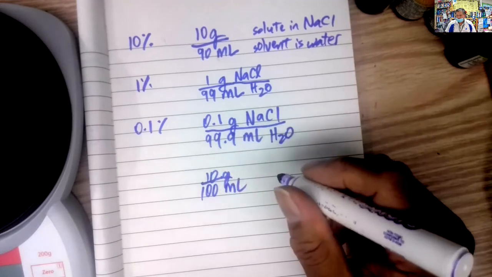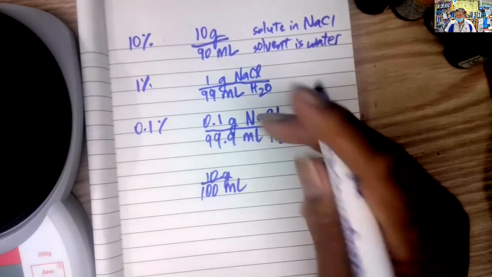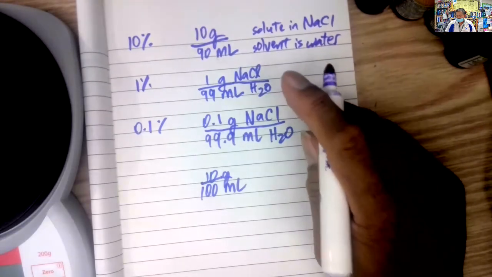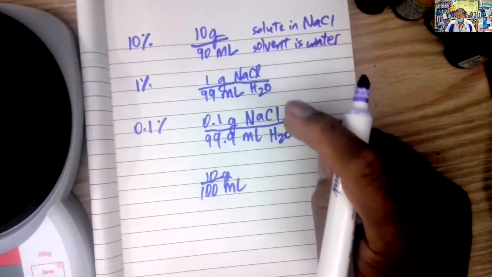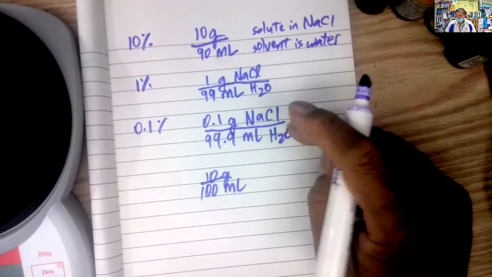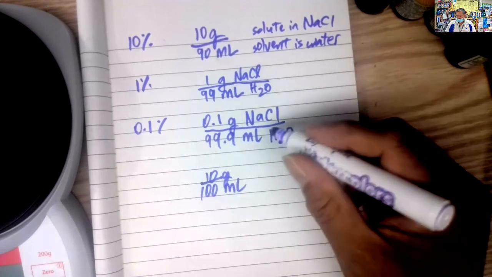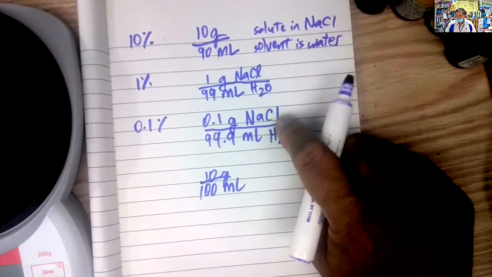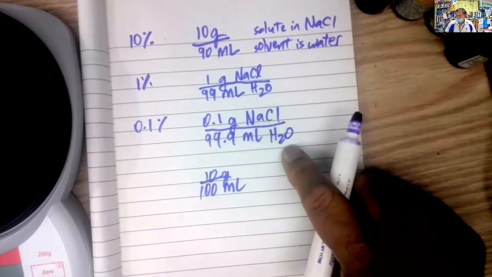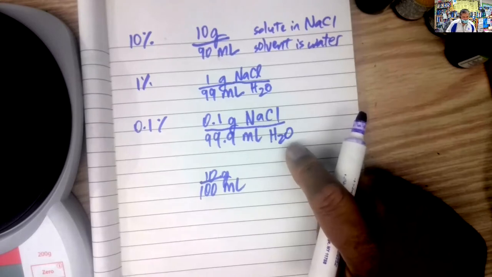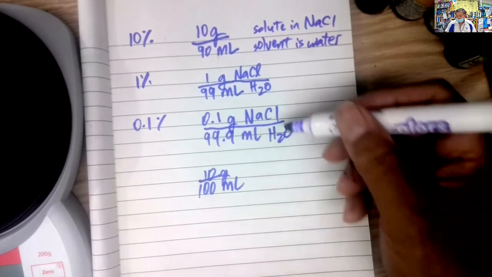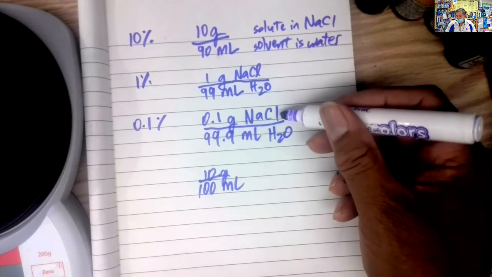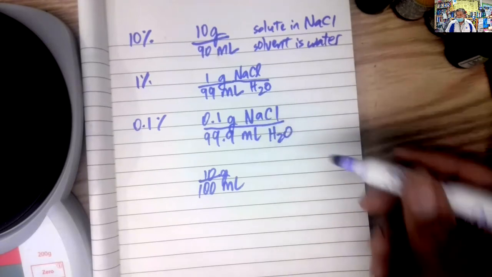We don't want a 10% solution. We don't even want a 1% solution. We want a 0.1% solution. So what I'm going to do is I'm going to make this, and it's not going to be as precise. I can measure to 0.1 grams precisely, but I can measure this to a plus or minus one with my graduated cylinder. So over here, I'm going to go 0.1 grams over 99.9 milliliters.